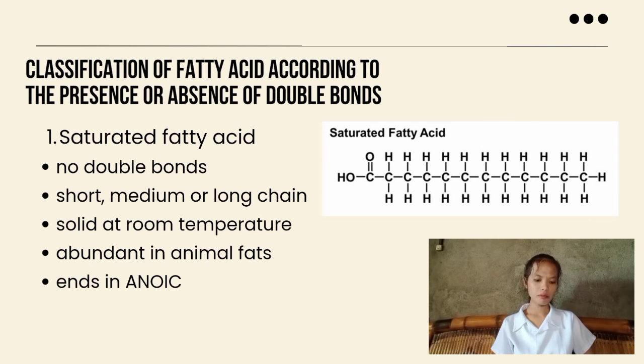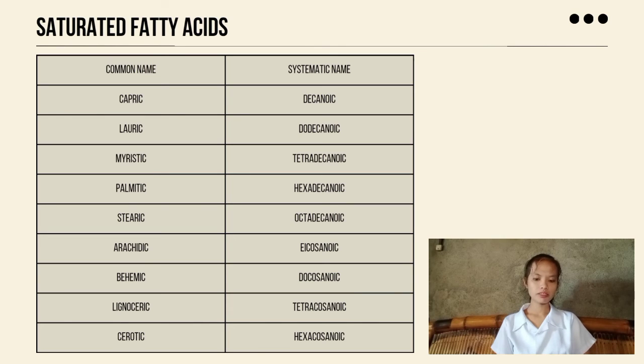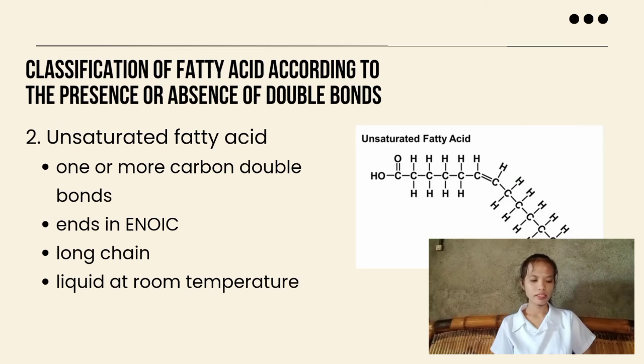They are named systematically after the corresponding hydrocarbon with the same number and always end with anoic. There are some examples here of saturated fatty acid from the common name to systematic name: capric, lauric, myristic, etc. The next one is the unsaturated fatty acid.